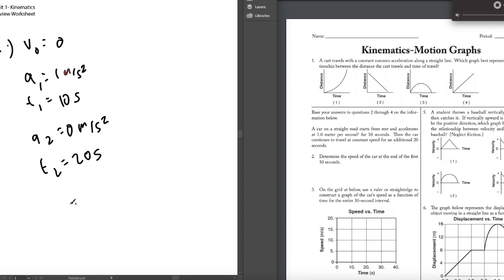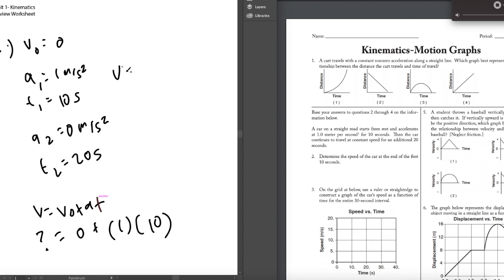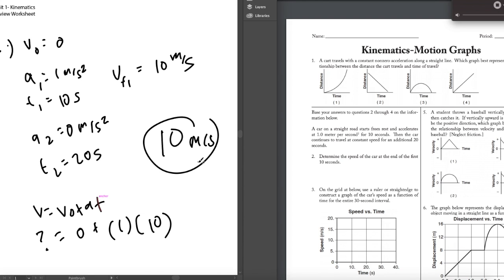So to find the final velocity, we shall use delta x. No, that's kind of irrelevant. We'll use v equals v initial plus at. Super easy formula. So v is 0 plus a t. So v final 1 is 10 meters per second. That's the answer for number 2.